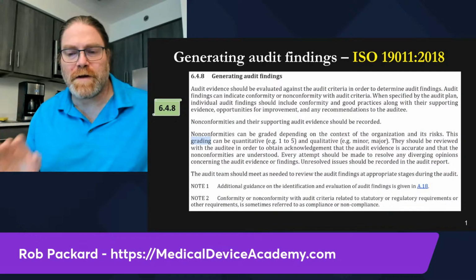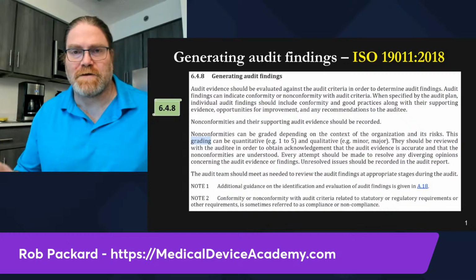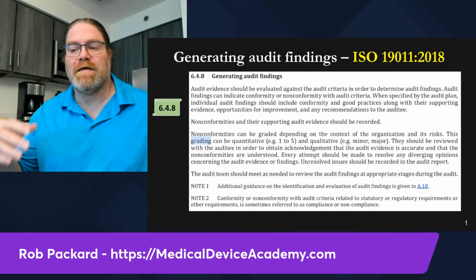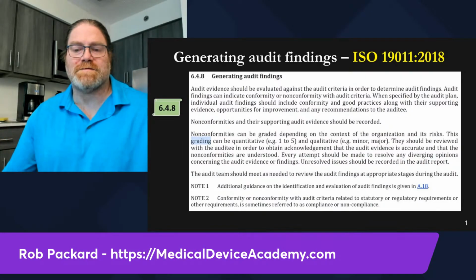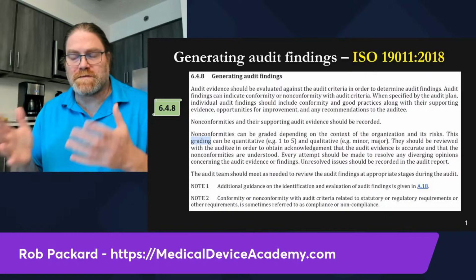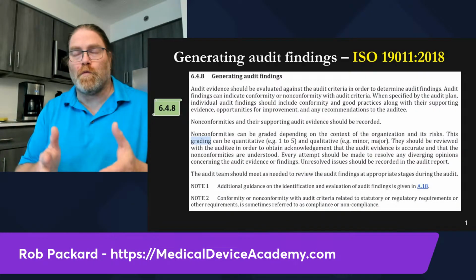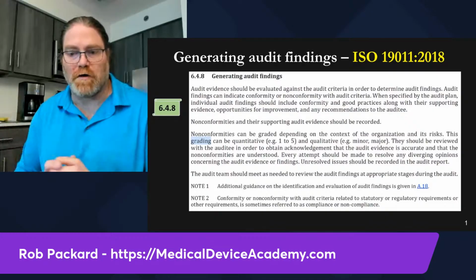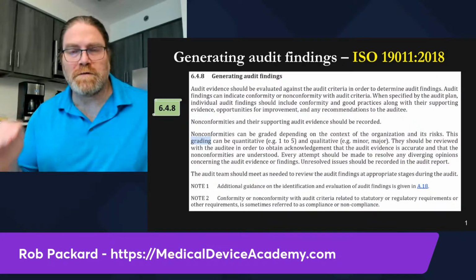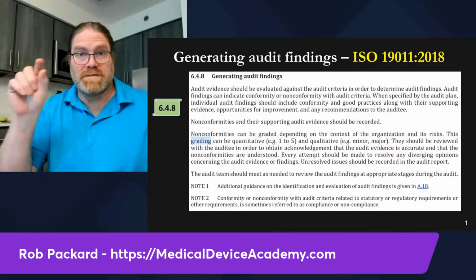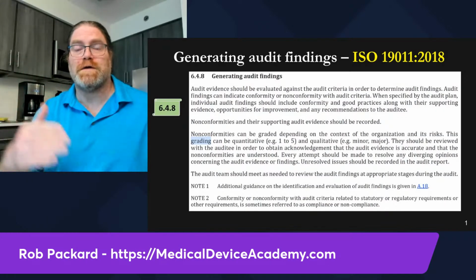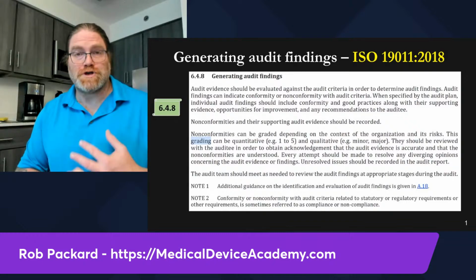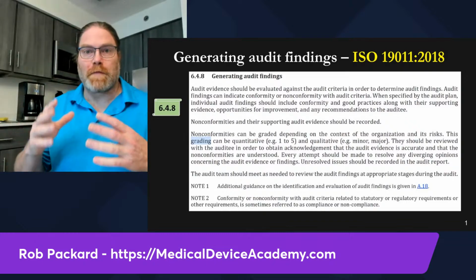So when you're generating findings, this is the section of the standard, ISO 19011. 19011 is a standard that tells you how you're supposed to be doing audits. So 6.4.8 is the one section that tells you how to generate the audit findings. In general, they should be, number one, the reference number of the finding, so you have traceability to a specific report. Number two, you want to indicate what is the finding?